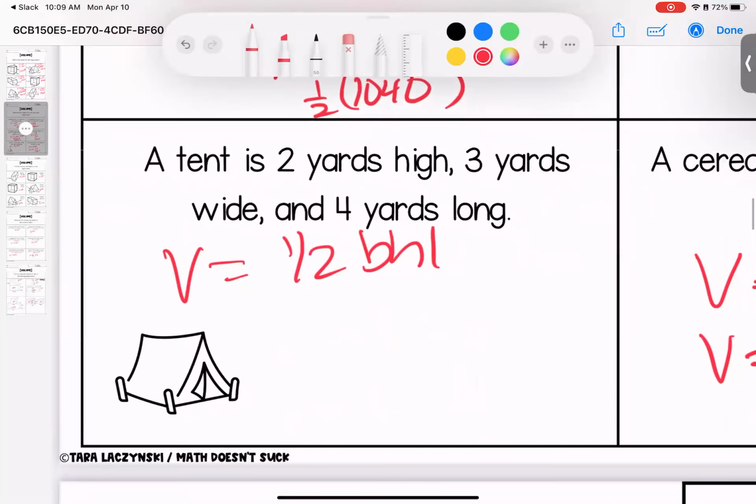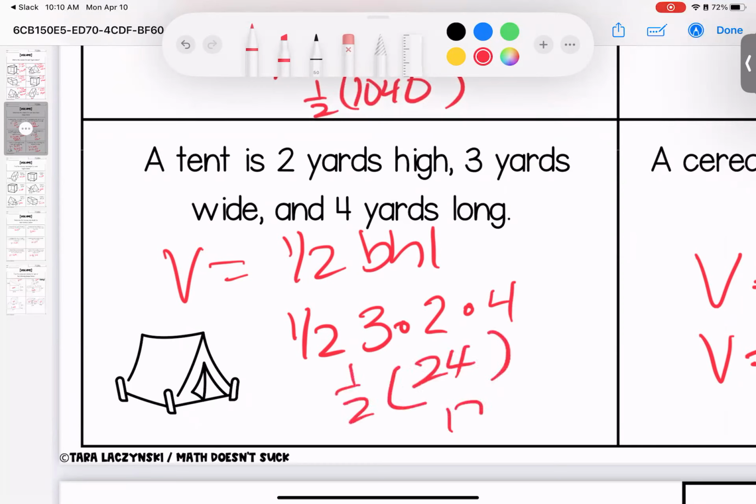Over here, last one. 1/2. It has a base of 3, a height of 2, and a length of 4. 3 times 2 is 6. 6 times 4 is 24, but I have to cut it in half, which gives me 12 yards to the third.